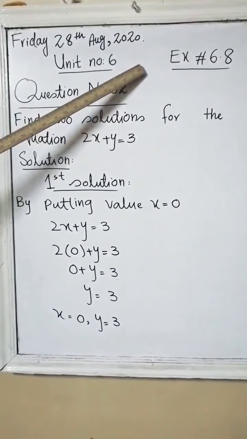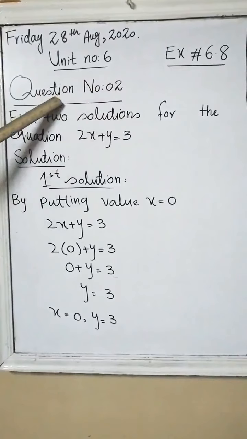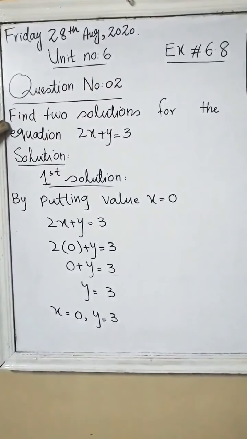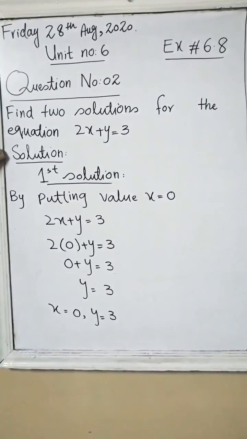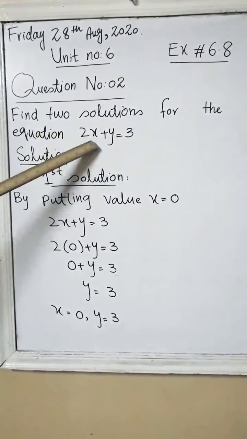Today we are going to start exercise number 6.8, question number 2. The statement is: find two solutions for the equation 2x plus y is equal to 3. As you can see, students, this equation has two variables. We have to find out the value of both variables.